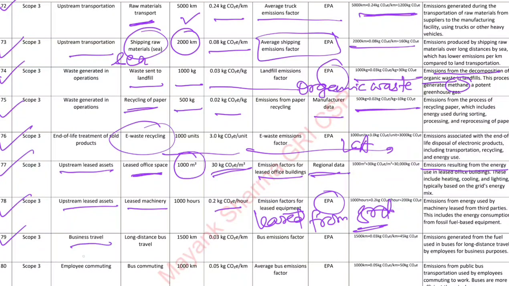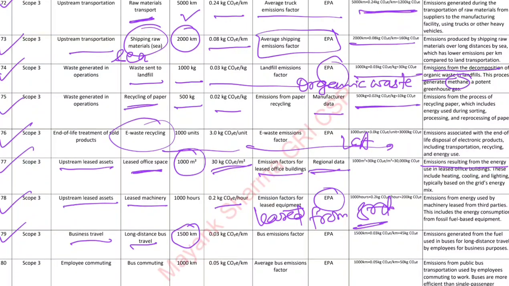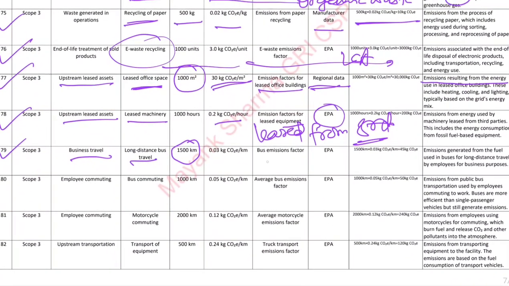Scope 3 business travel, long distance business travel, where let's say 15 kilometers, this is the distance traveled, and we talk about the bus emission factor which is referred from EPA. Again the emissions are being generated because of the fuel burning in the buses actually.